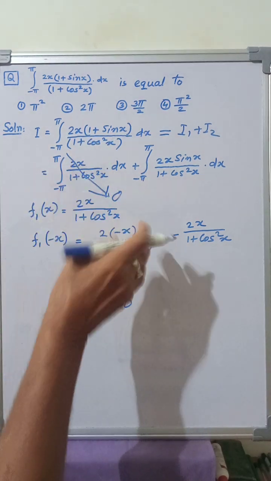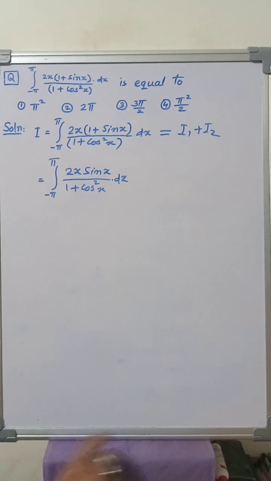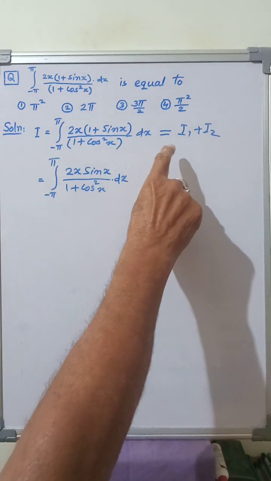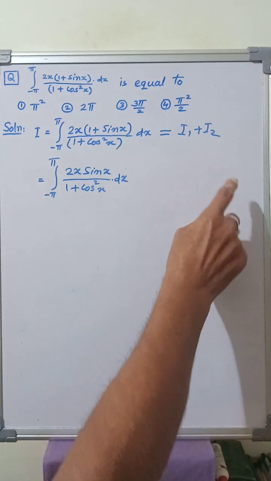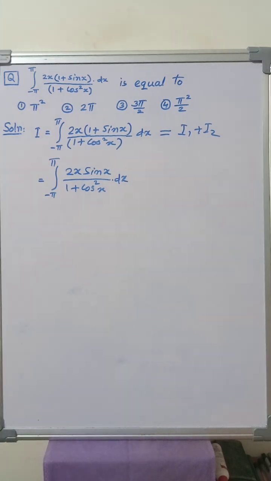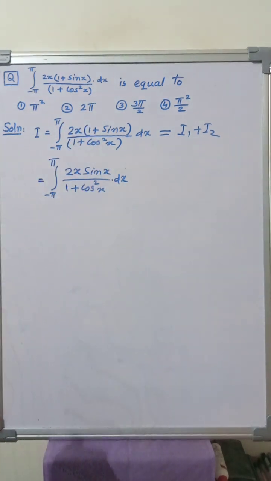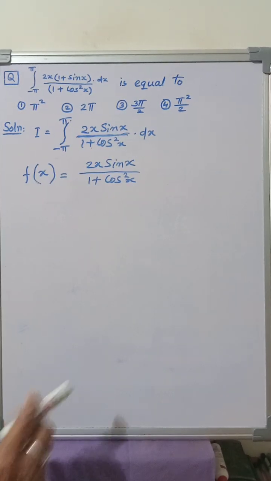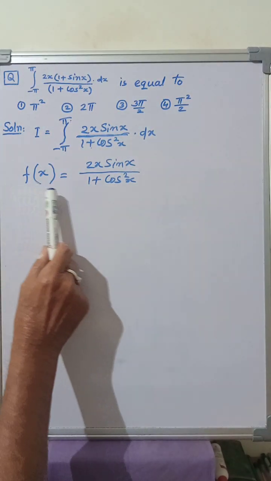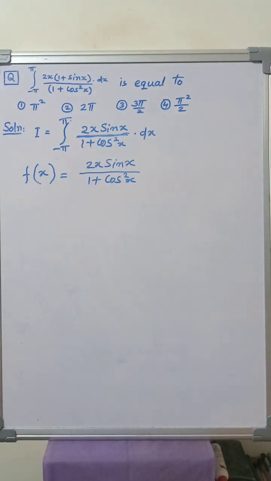Let us remove that and put it as equal to I. Therefore I is not equal to I1 plus I2 anymore, so this is just equal to this integral. So now let us replace this integral by this one and remove that I1 plus I2. Therefore in this case the function becomes fx is equal to 2x sin x divided by 1 plus cos square x.